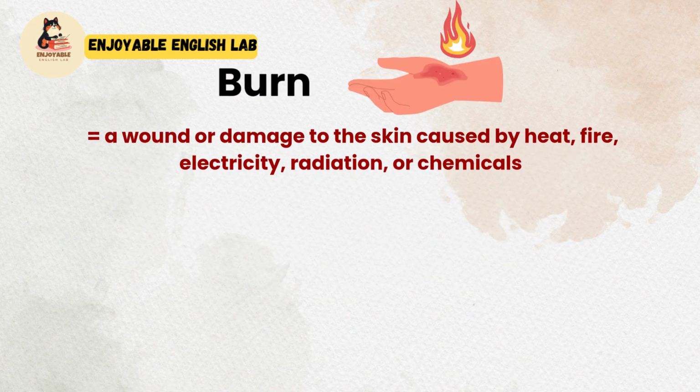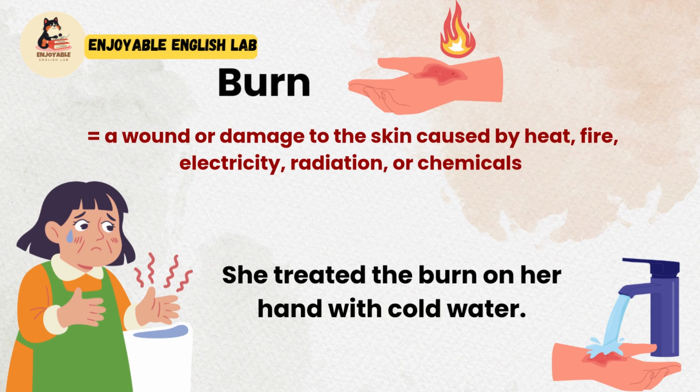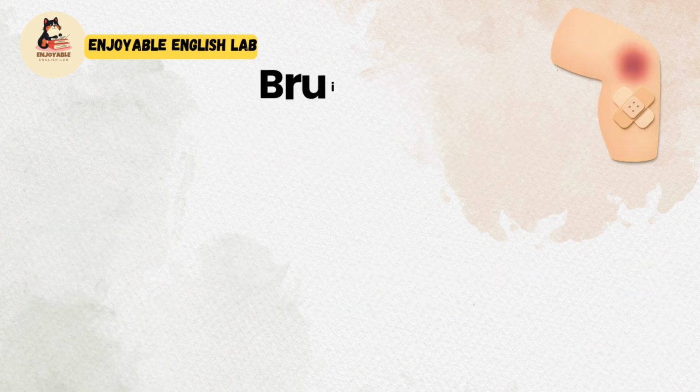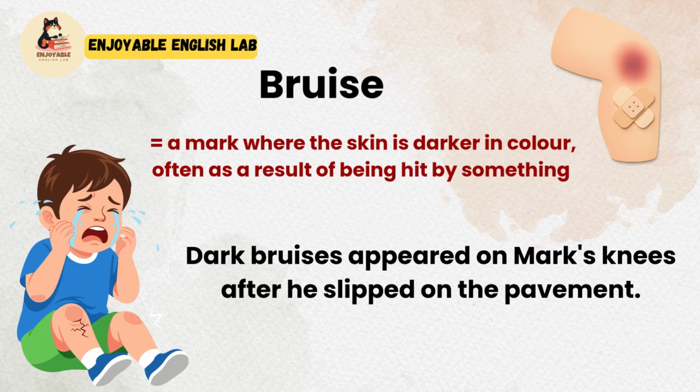Burn. Burn is a wound or damage to the skin caused by heat, fire, electricity, radiation, or chemicals. For example, she treated the burn on her hand with cold water. Bruise. A bruise is a mark where the skin is darker in color, often as a result of being hit by something. For example, dark bruises appeared on Mark's knees after he slipped on the pavement.